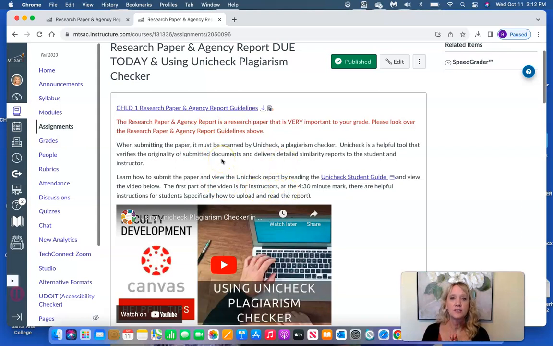This research paper and agency report is very important to your grade, okay? Please look it over, the research paper and also the guidelines for this entire assignment, okay? You're also going to submit this paper when you're all done, and it'll be scanned by UniCheck. So make sure that you do that when you turn it into Canvas, okay? You'll learn how here.